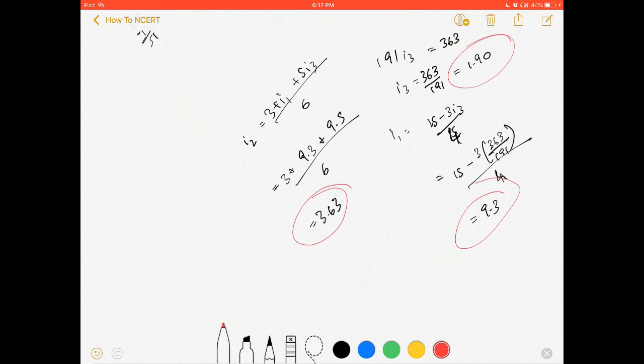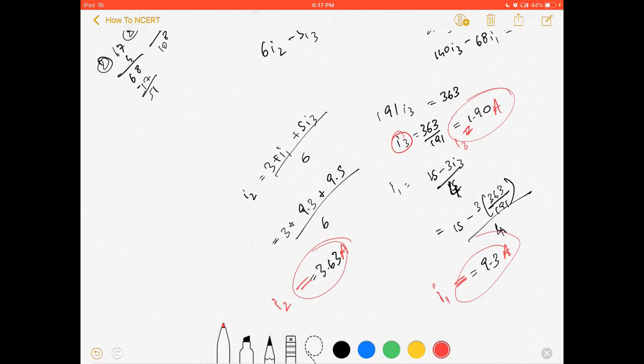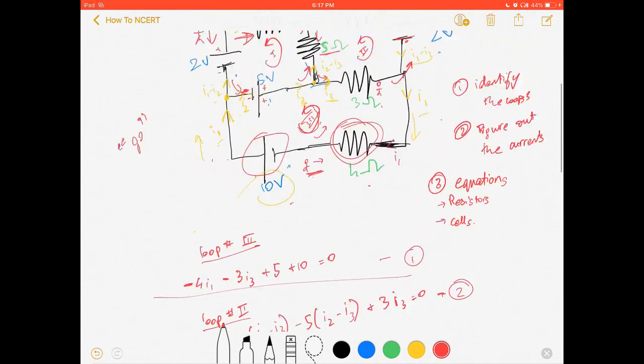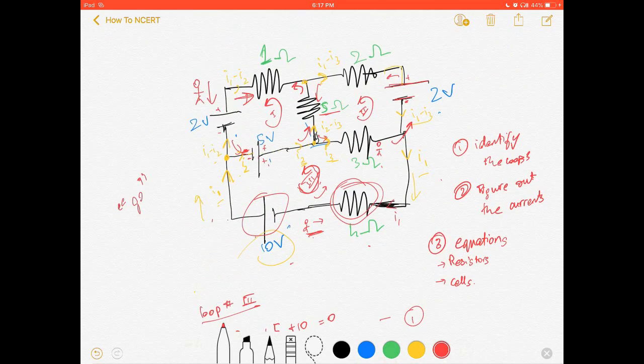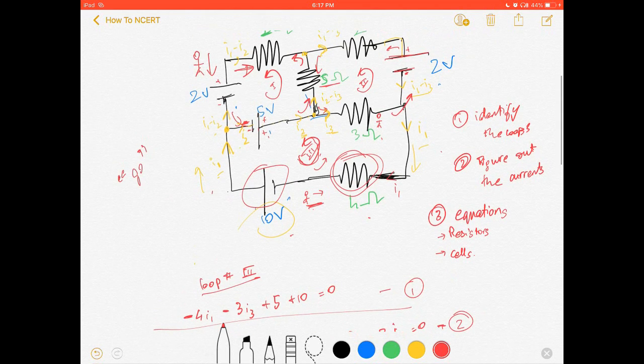So after calculating, you get that I1 is equal to 9.3 amperes. So I1 is equal to 9.3 amps. I3 is equal to 1.9 amps. And I2 is equal to 3.63 amps. And that is how I get I1, I2, I3. But our work's not done here.